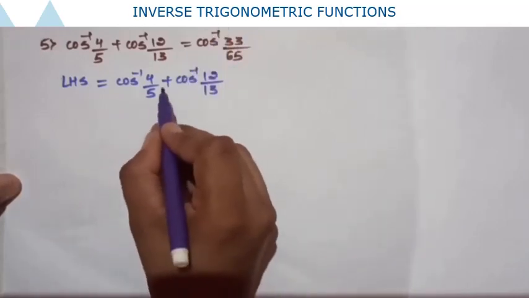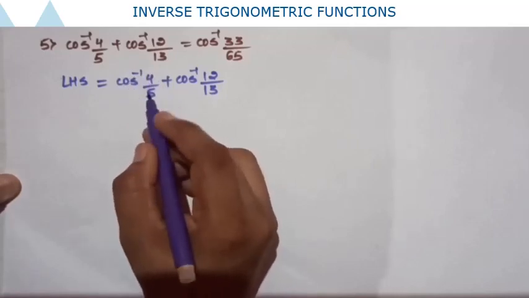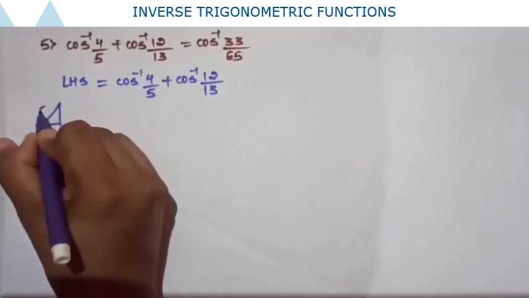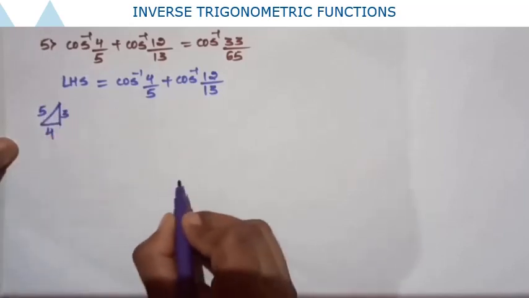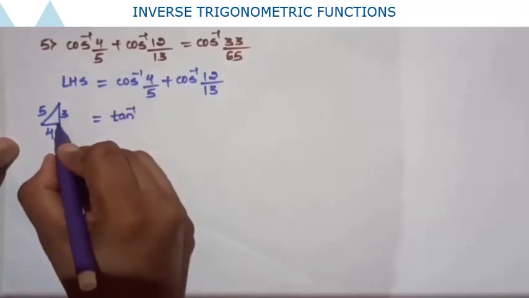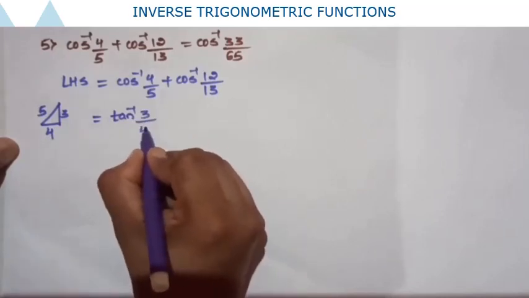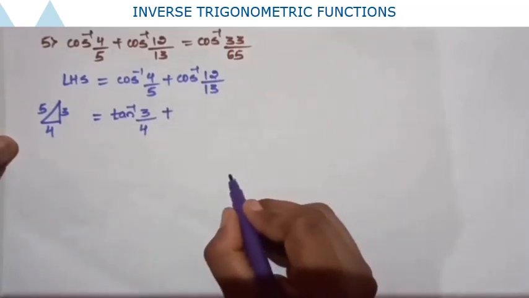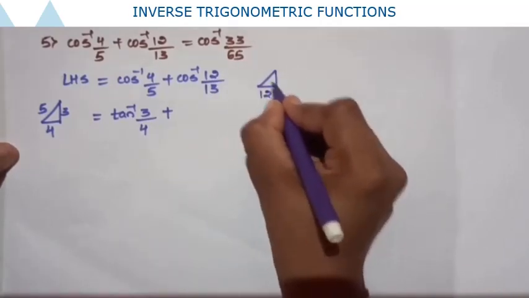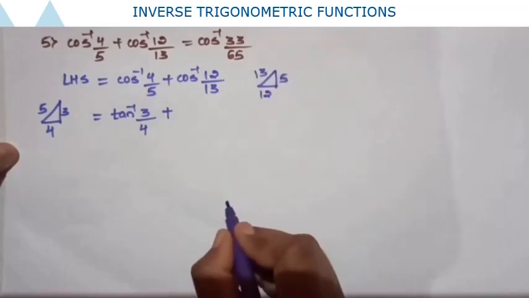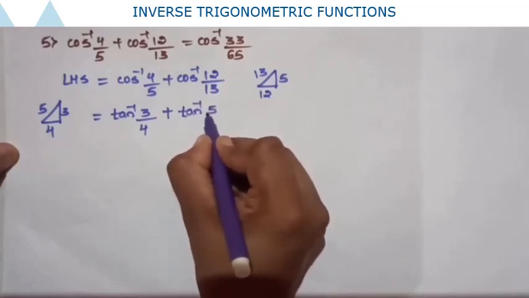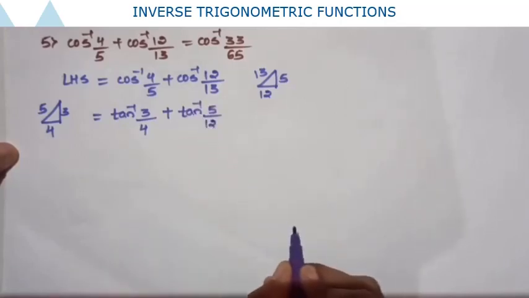Now I am converting this cos inverse 4 by 5 to tan inverse. For that let me consider a right angle triangle. Here 4 becomes the adjacent side, 5 will be the hypotenuse, so hence 3 will become the opposite side. Therefore cos inverse in terms of tan inverse definition is opposite by adjacent side. Therefore this becomes tan inverse 3 by 4 plus, and this also needs to be converted to tan inverse. Here adjacent side is 12, 13 is the hypotenuse, hence 5 will become the opposite side. Therefore cos inverse 12 by 13 in terms of tan becomes tan inverse of opposite by adjacent side, that is 5 by 12.